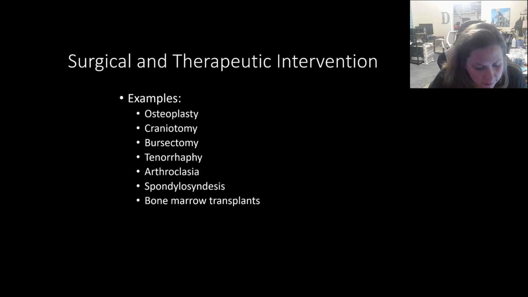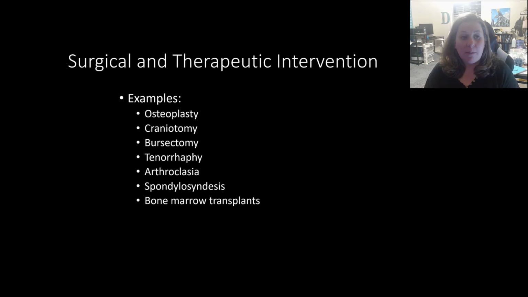We then have tenorrhaphy. Tenorrhaphy is going to be a union of a divided tendon by suturing it together. This sometimes is done a lot of times in the elbow. We then have arthrochalasia. Arthrochalasia is when the joint gets all stiff, we have to break it up. And so this is when they go in and they break up that stiffness that's in the joint. We then have spondylosyndesis, and this is a fusion of the spine. And so if you've got herniated discs, lots of rupturing, they may need to fuse the spine.